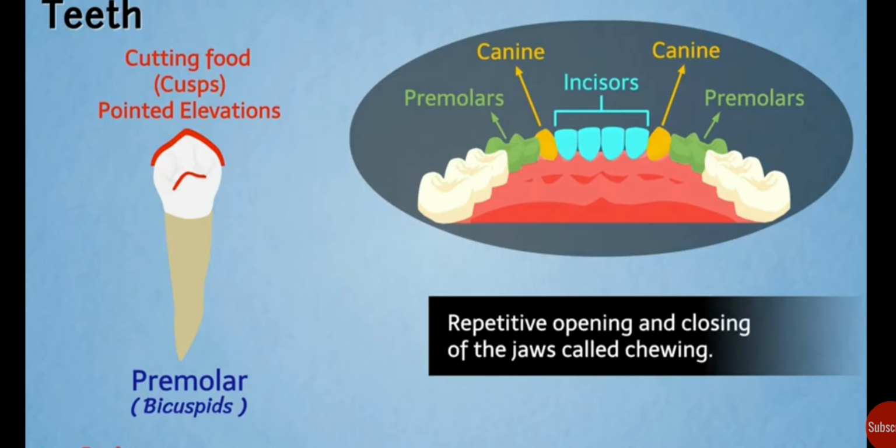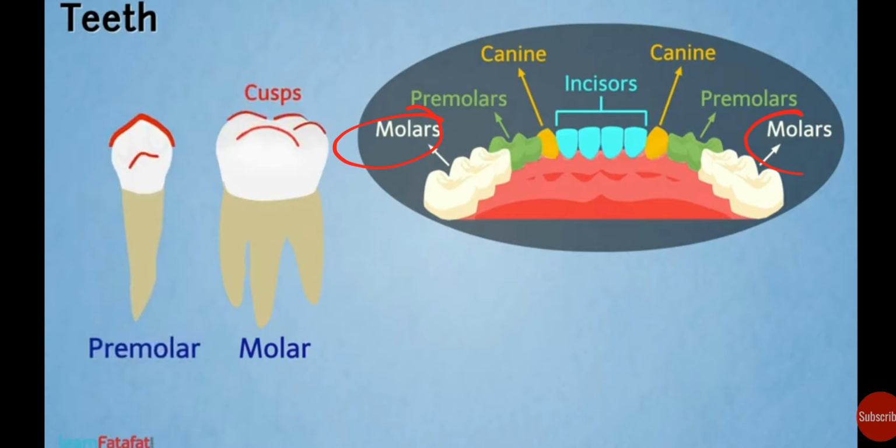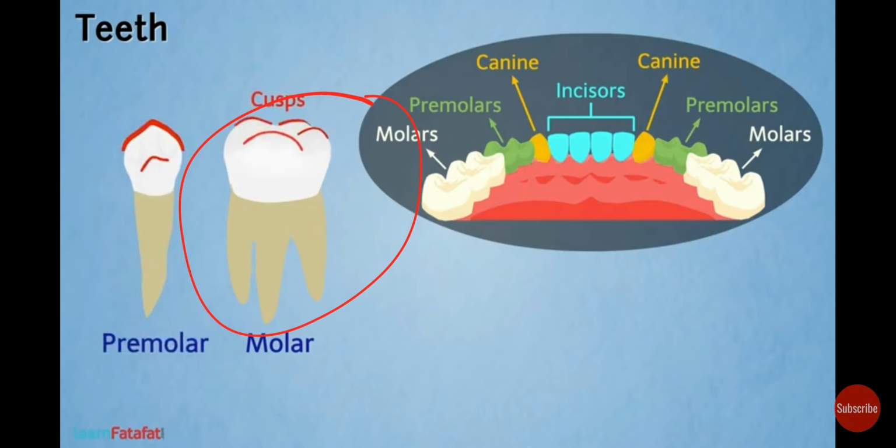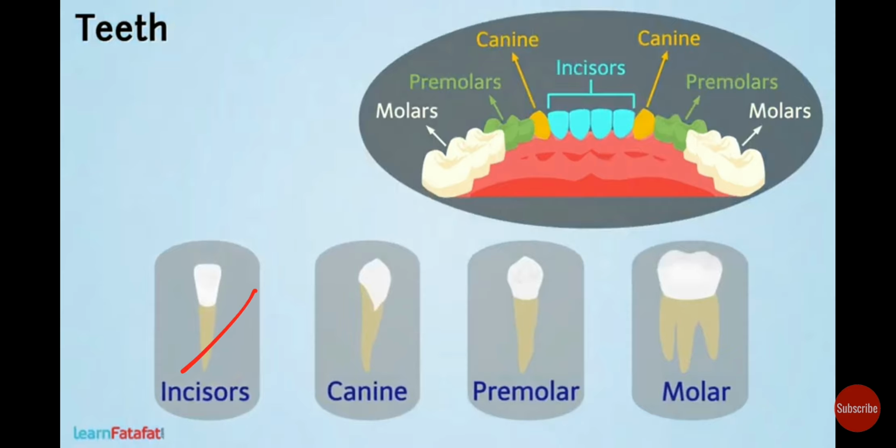Therefore, they are also called bicuspids, and they are used for cutting food by repetitive opening and closing of the jaw, which is known as chewing. So the premolars' main function is chewing. There are total 6 molar teeth in each jaw. They have 4 cusps. The molar teeth is used for cutting and grinding of food. Each tooth is placed in different socket in the gums.